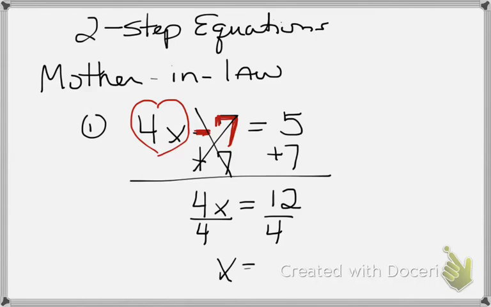And 12 divided by 4 is 3. Abracadabra, there's your answer key. X equals 3. Plain and simple. There's your mother-in-law in a nutshell. Negative 7 is a mother-in-law. You make her disappear by doing the opposite steps. Then you do a little divorcing, dividing, and bam, you're all done.